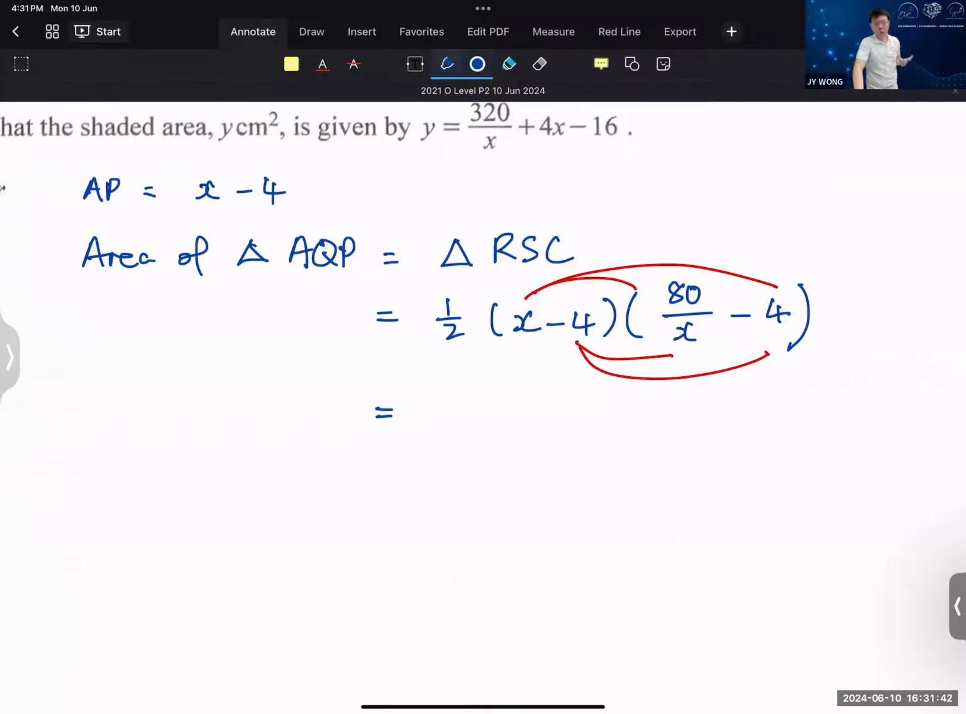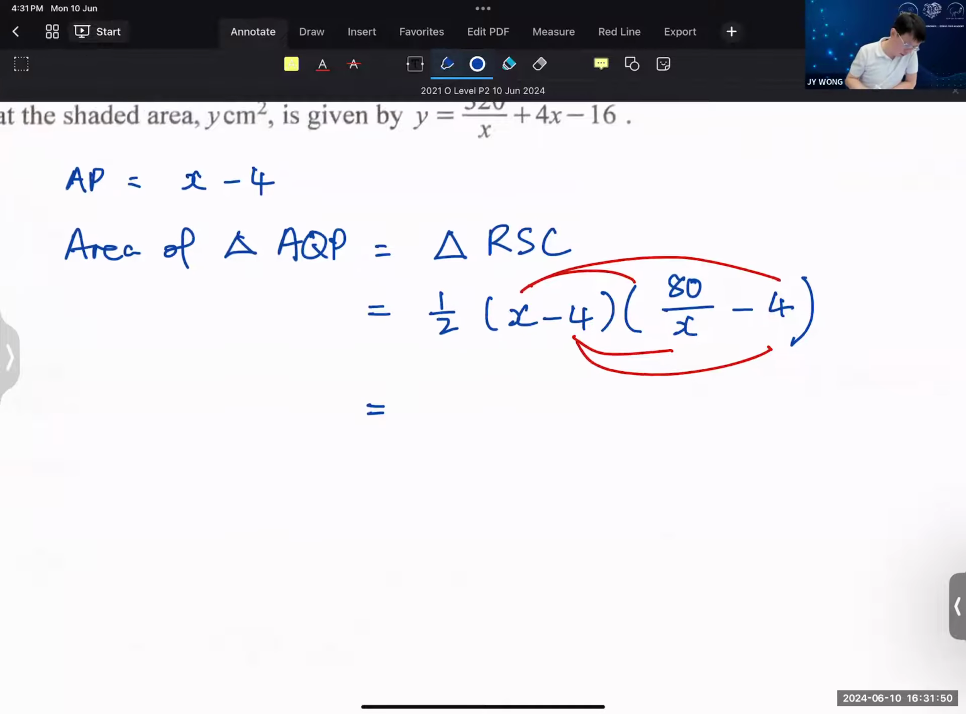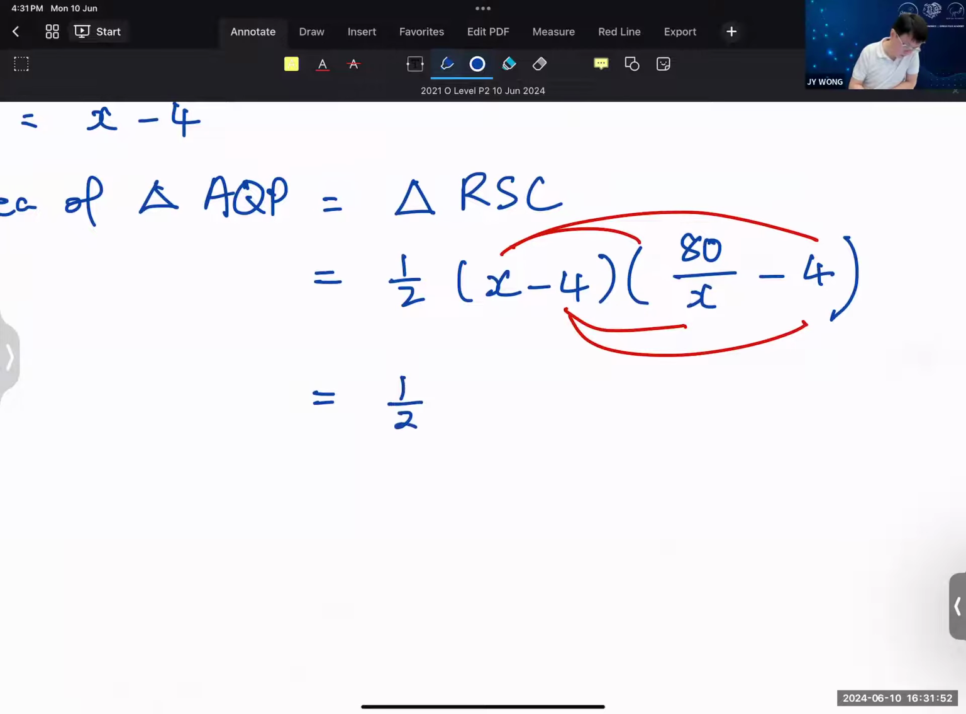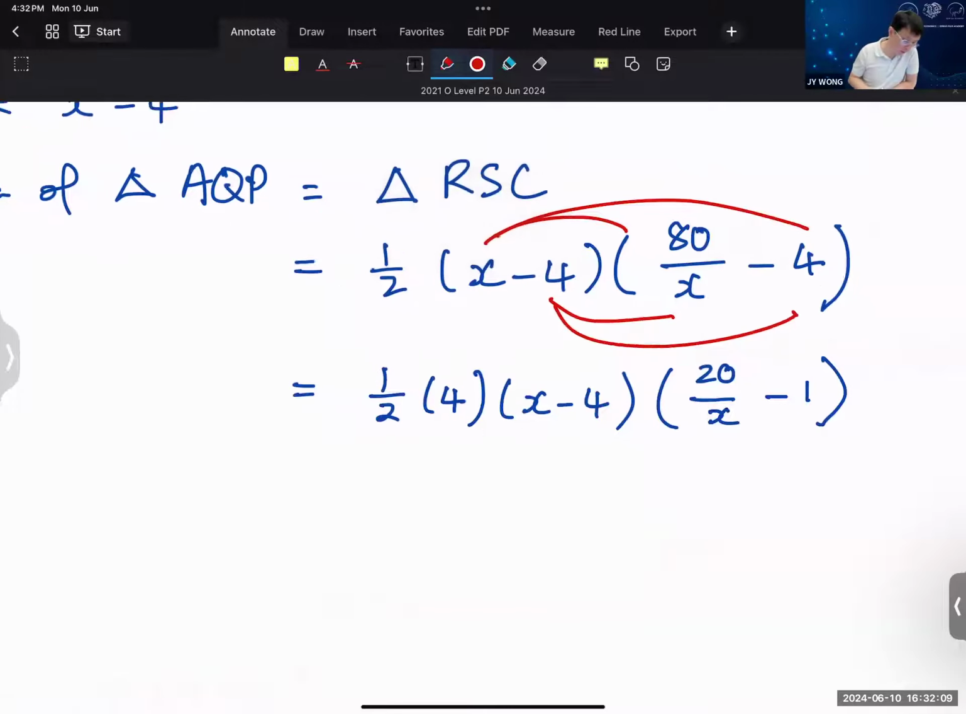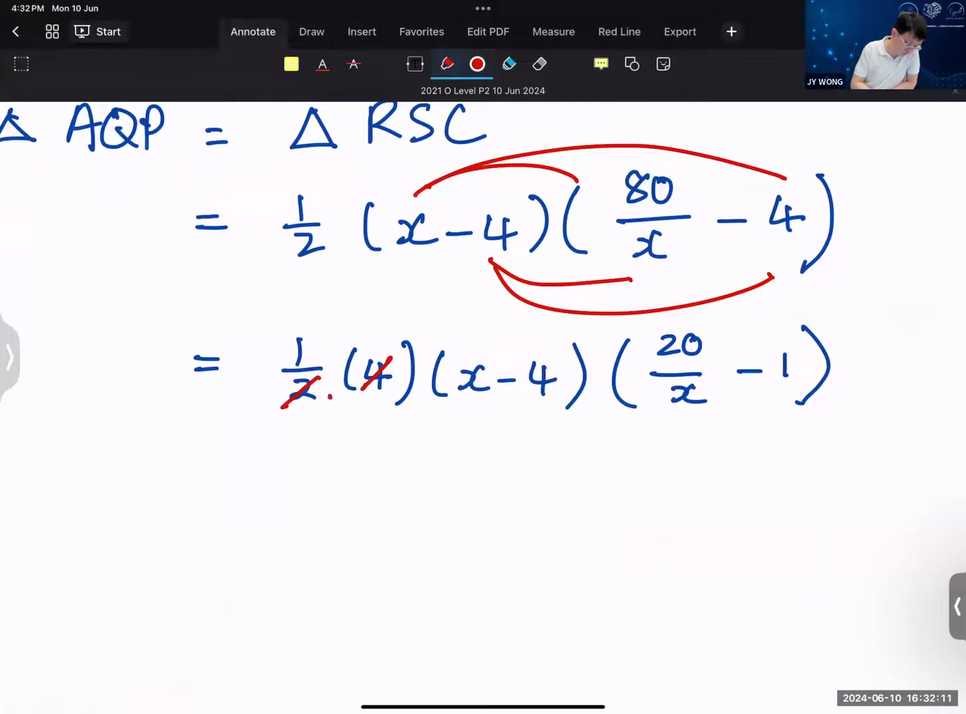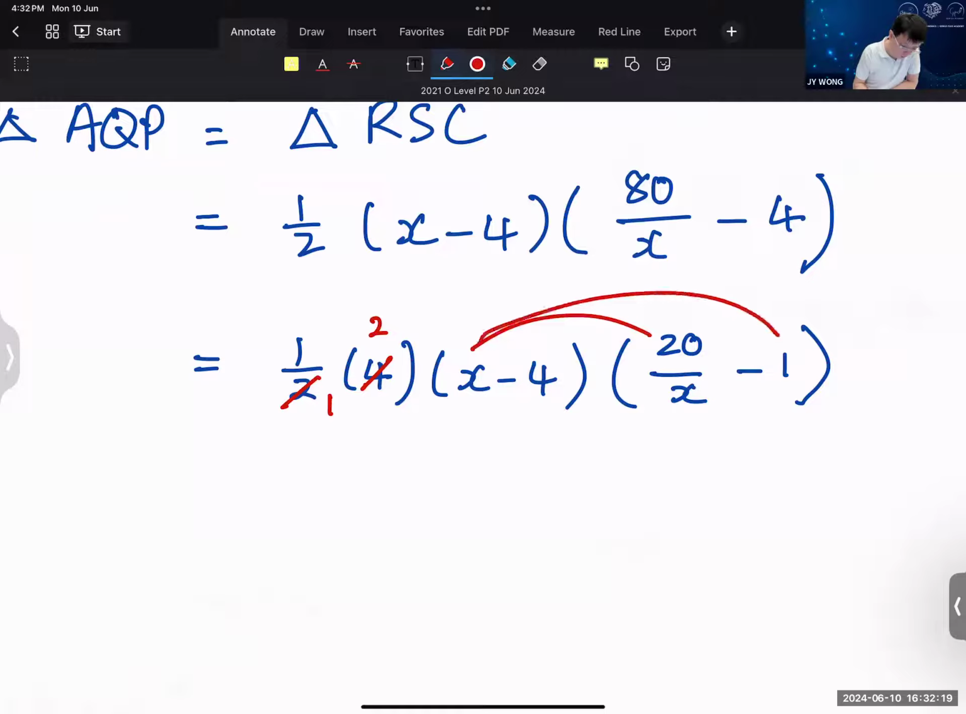Okay, if you are sharp, you will realize that the half and the (x minus 4) can factorize out a 2, in fact factorize out a 4 to cancel away the half. Which is what I'm going to do to simplify it even further. Okay, it's not necessary to go through this step, but I've simplified it further just so that it's easier to multiply. So instead of multiplying at this stage, I multiply at this stage.